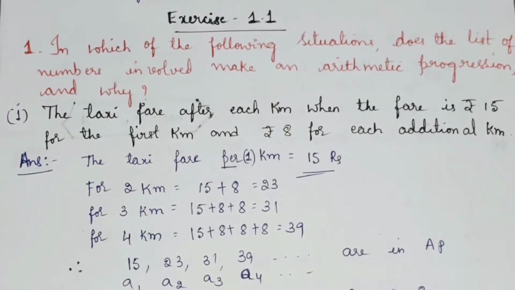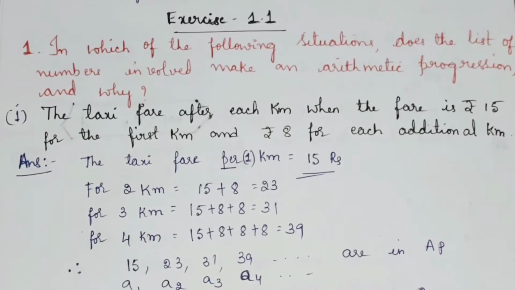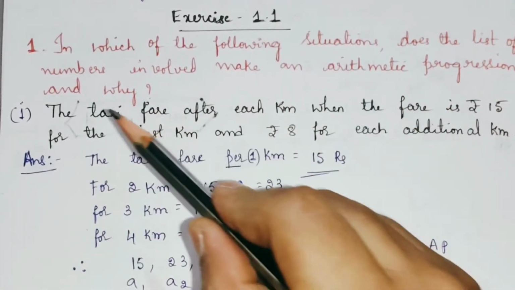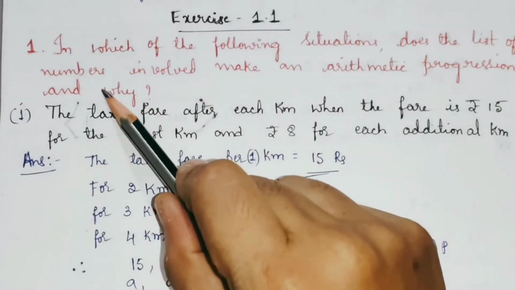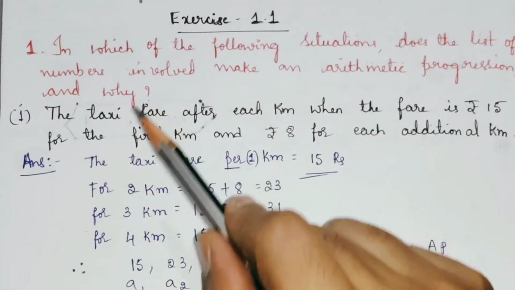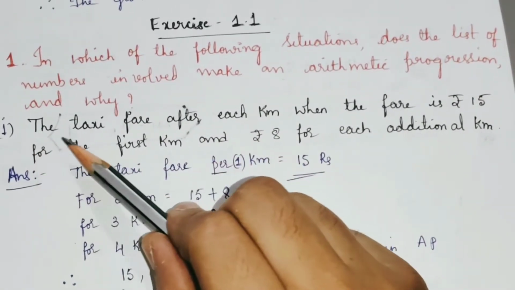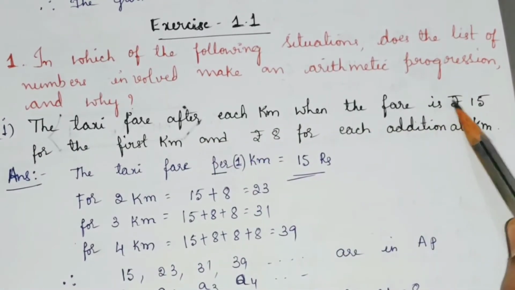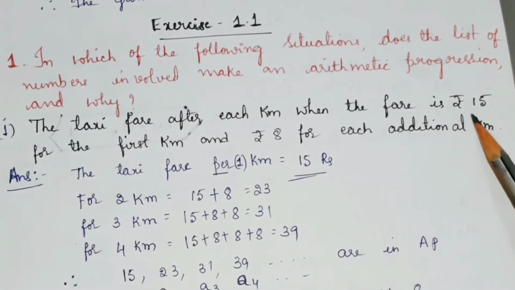Today I'll teach the exercise problems related to arithmetic progression of class 10th. Exercise 1.1. The first question is, in which of the following situations does the list of numbers involved make an arithmetic progression and why? Under that, the first sub-question is the taxi fare after each kilometer when the fare is rupees 15 for the first kilometer and rupees 8 for each additional kilometer.